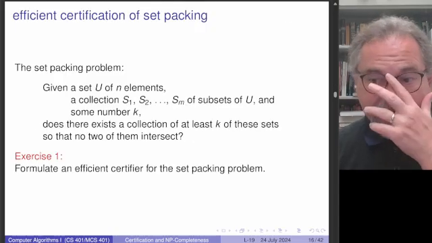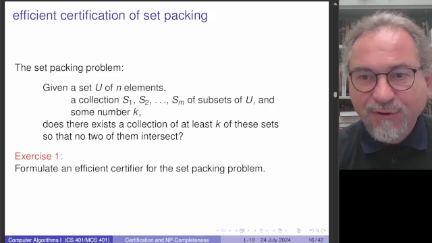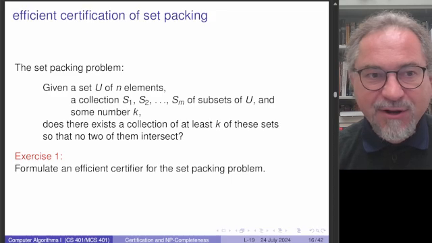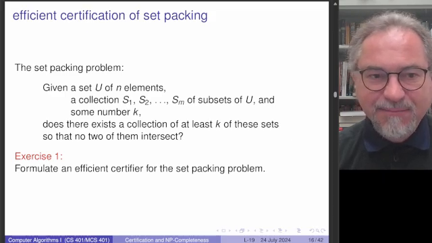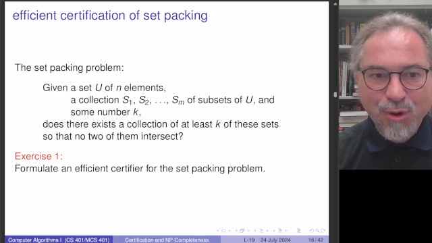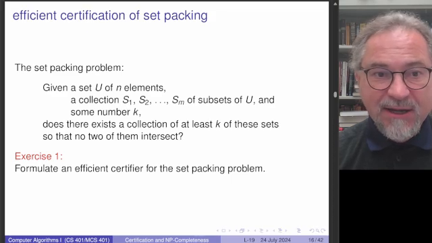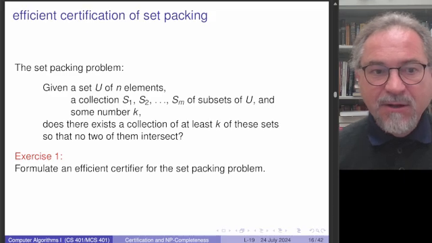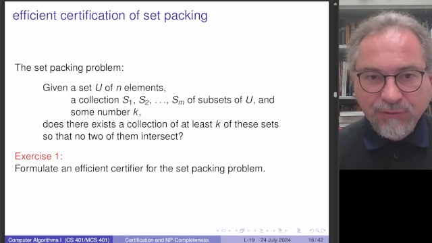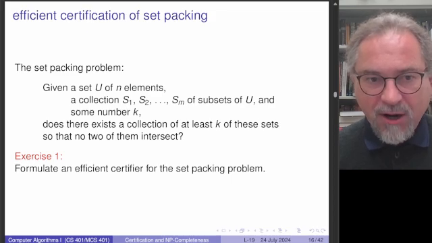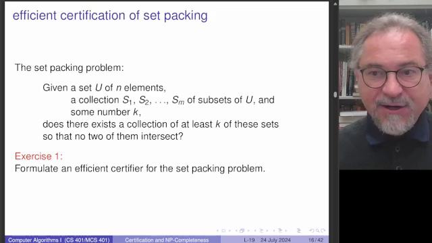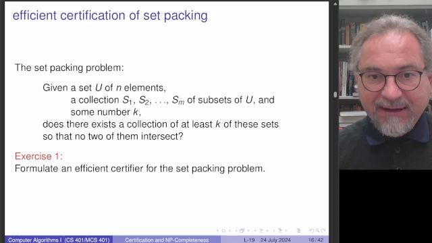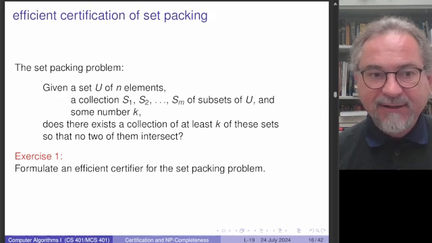Okay, time for an exercise. So we have seen that the set packing problem is actually generalizing the independent set problem. Here we have a collection of elements and then a collection of subsets. Now we do not want to take the union, but we want to ask, of these given subsets and some number k, is there a selection of k of these m sets, we don't know which ones, so that no two of them intersect?